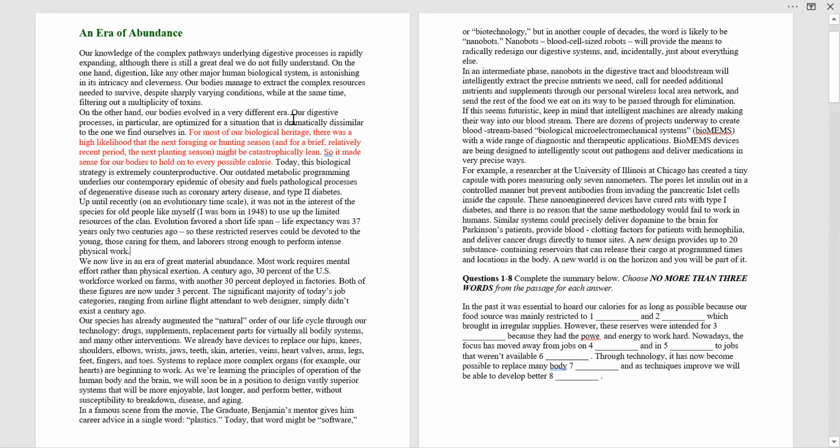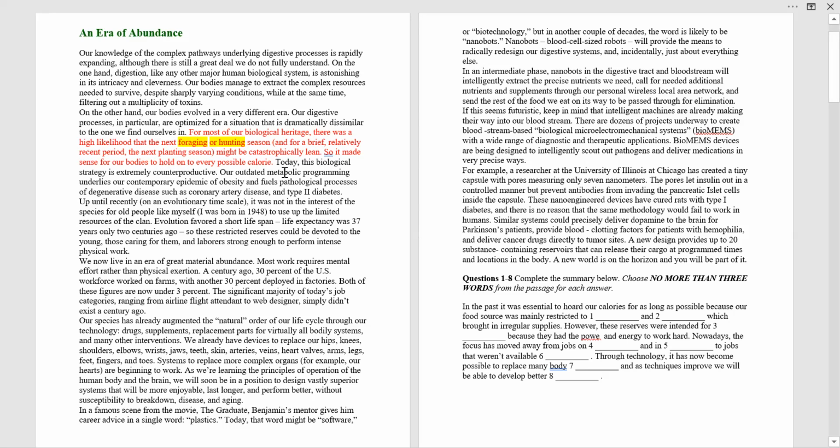Our bodies evolved in a very different era. Digestive processes in particular are optimized for a situation that is dramatically dissimilar to the one we find ourselves in. For most of our biological heritage, that means we're talking about the past heritage. High likelihood that the next foraging, right? This is the one thing. Or hunting season, obviously hunting season, or briefly, relatively recent period, the next planting season might be catastrophically lean, so it made sense for our bodies to hold on to every possible calorie.